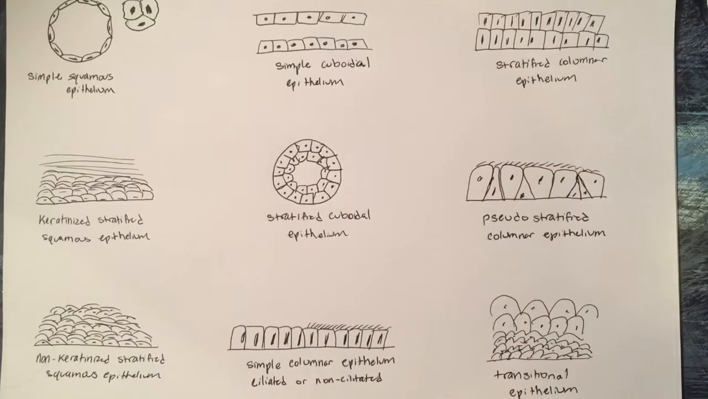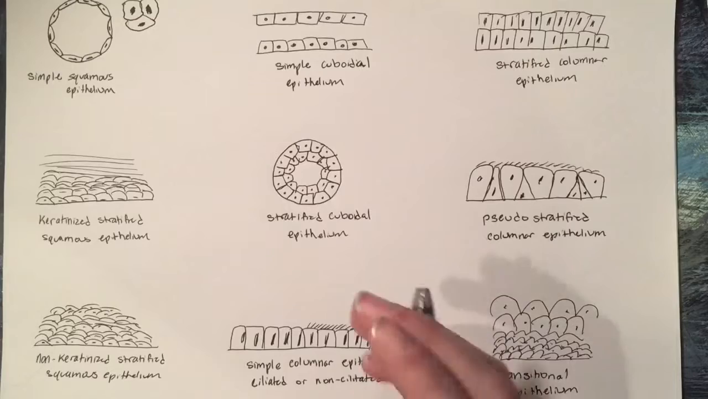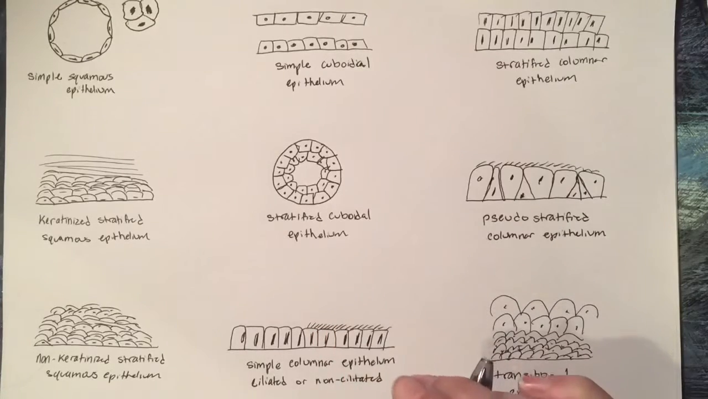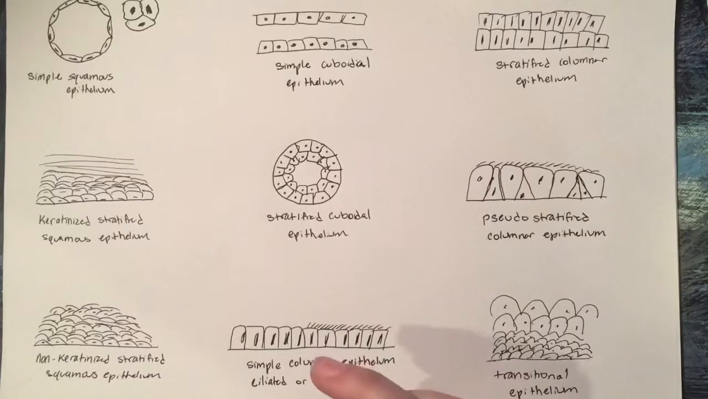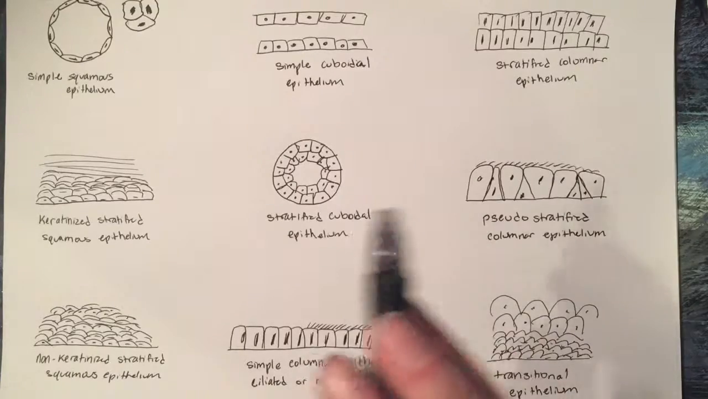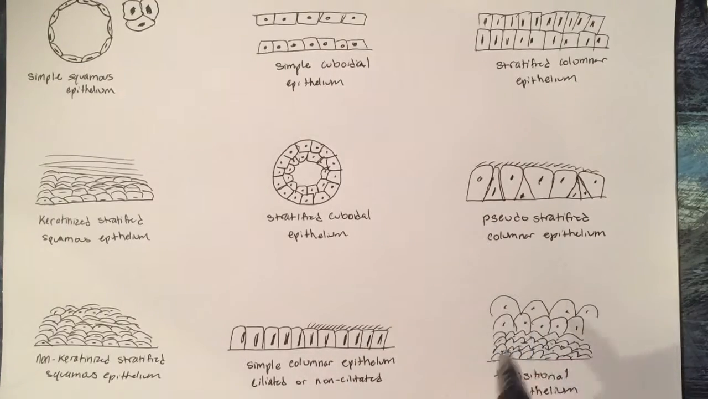So these are all drawings and artistic renderings. I would suggest going online, Googling these, and looking at actual photos of these tissues to get a hang of it. But I think if you're able to draw them, then looking at a slide, you can kind of draw it in your mind and know where they are.